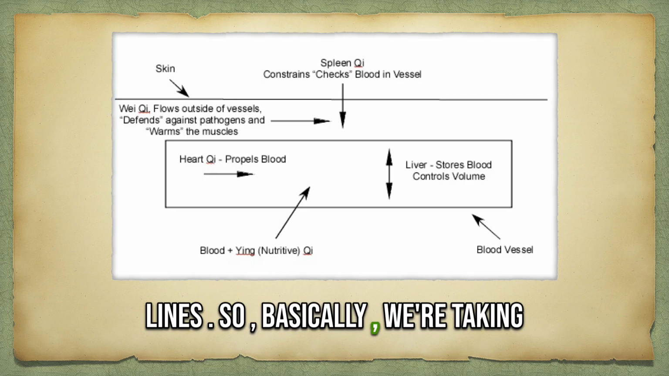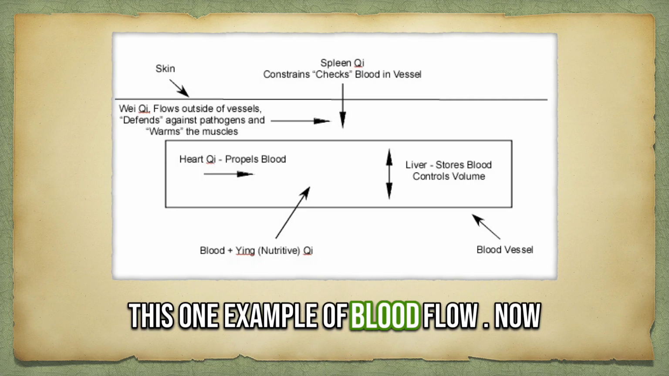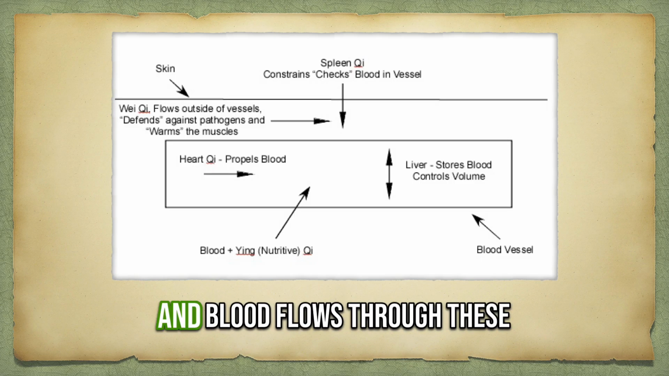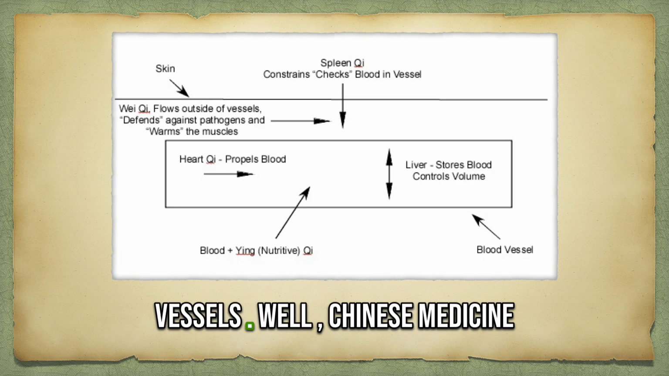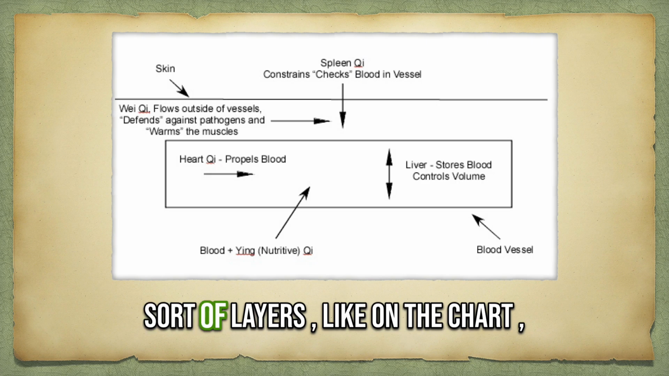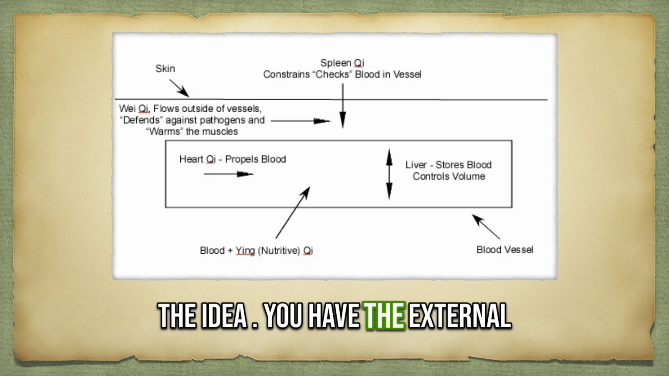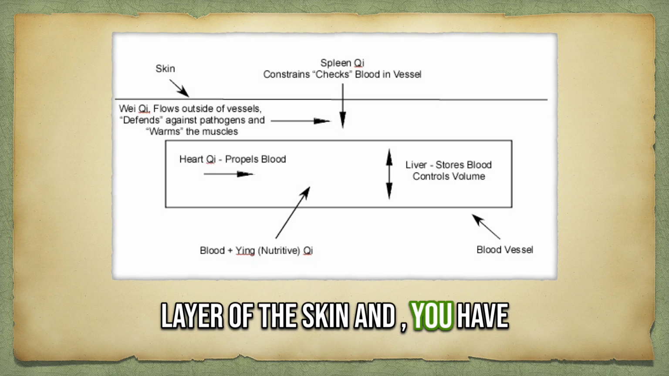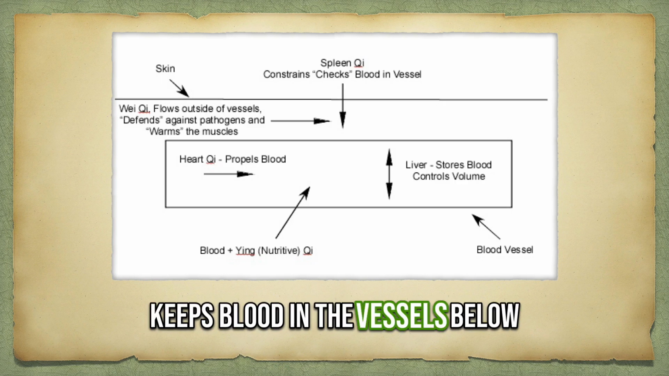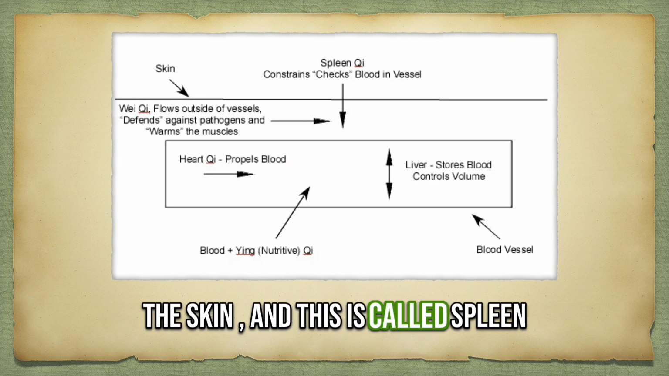So basically, we're taking this one example of blood flow. Now, blood flow, we all know today, we have these vessels in our body and blood flows through these vessels. Well, Chinese medicine perceived it the same sort of way. And what happens is you have these layers. Like on the chart before us, you have the external layer, the skin, and you have something which constrains and keeps blood in the vessels below the skin, and this is called spleen qi.